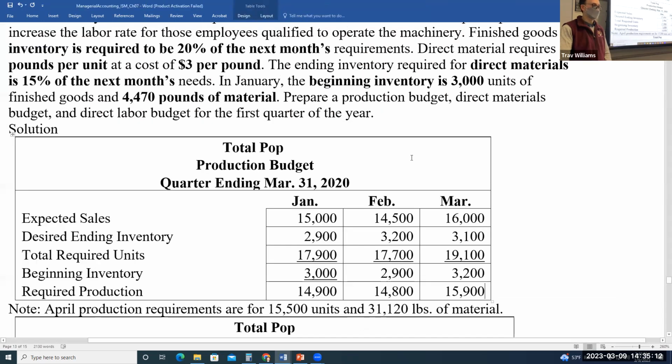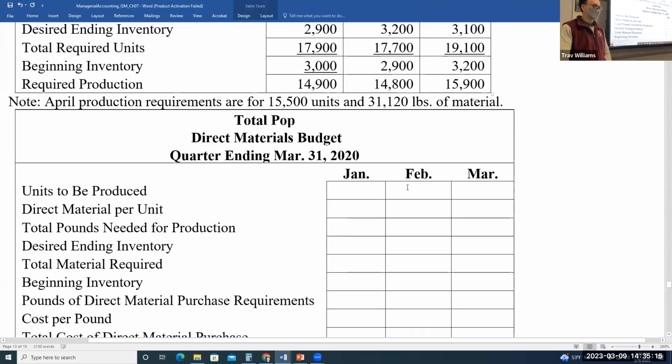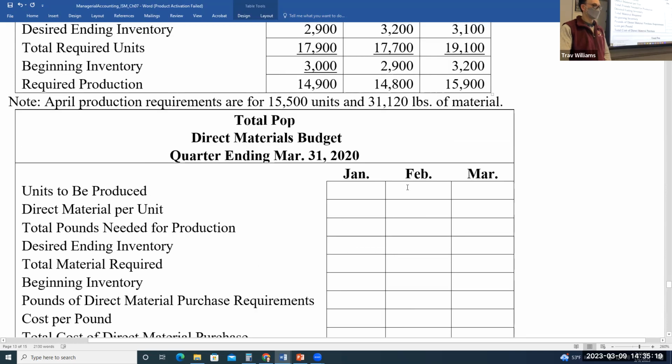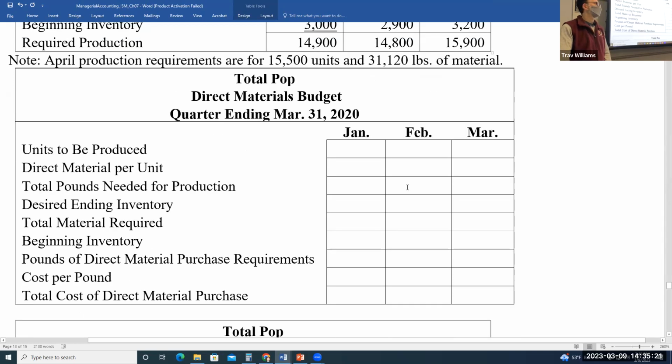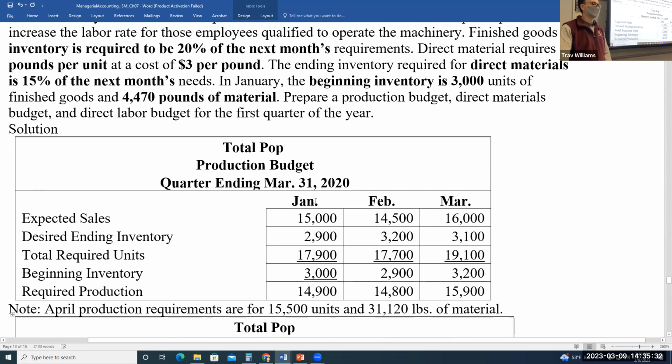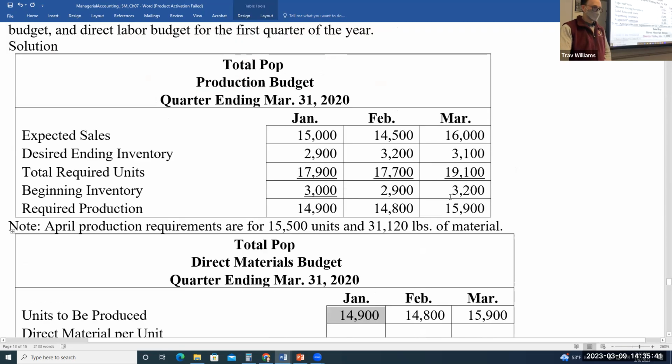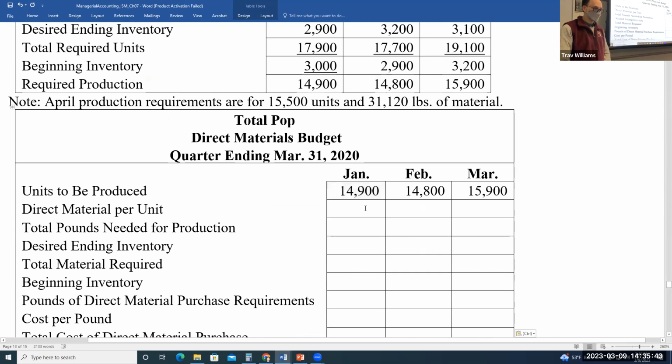Okay, looks good so far. We'll go on to our materials budget. Units to be produced. Where do we get that? Required production. Required production right here is our units to be produced. All right. Direct material per unit, they told us 2 pounds per unit. So in this case, a unit of materials is a pound. And so we're just going to put 2.